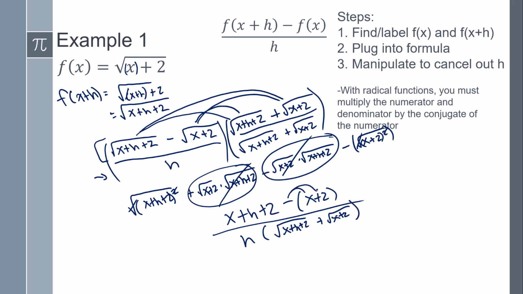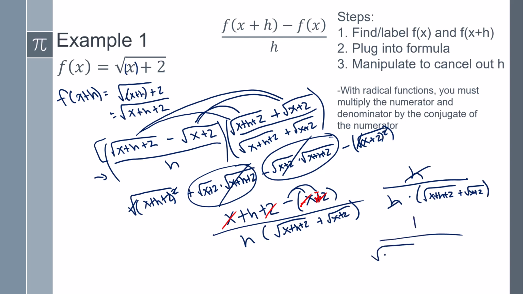Just leave the denominator alone for now. Now if I distribute that negative, I'm going to change the colors just so you can see it. Save some space. So that becomes a negative, that becomes a negative. So x and negative x cancel out. Positive 2 and negative 2 cancel out. And so now you're left with h over h times the square root of x plus h plus 2 plus the square root of x plus 2. Those h's cancel out, and so I get 1 over the square root of x plus h plus 2 plus the square root of x plus 2. I canceled out my h. I am done.